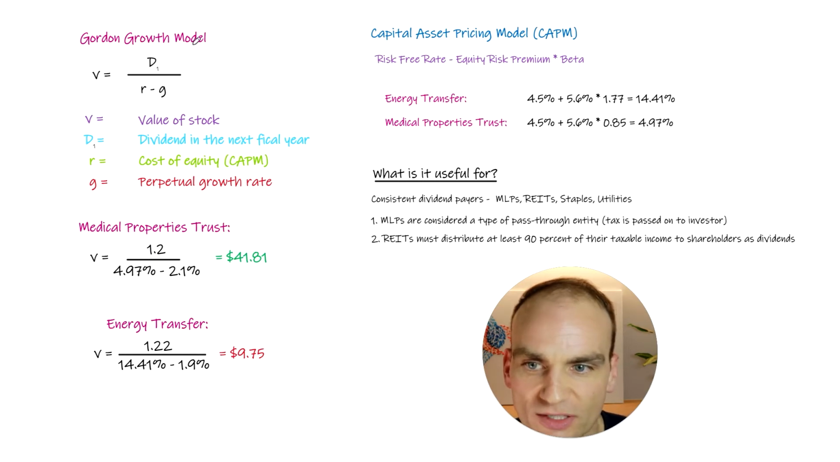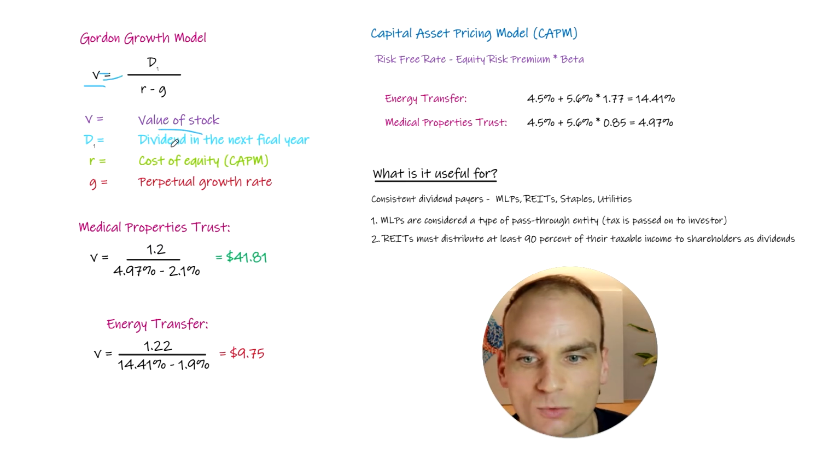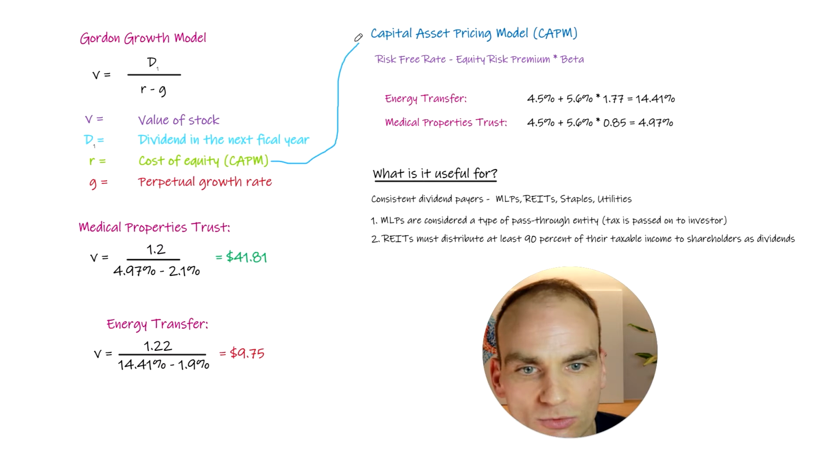So let's start off here at the top left. Gordon-Growth model, dividend discount model. V, the value of the stock, equals D1, which is next fiscal year's dividend. It's the expected dividends for next year, divided by the cost of equity. Now, if you watched the video on the weighted average cost of capital and the capital asset pricing model, the cost of equity is also an input there. So we're going to revise over that.